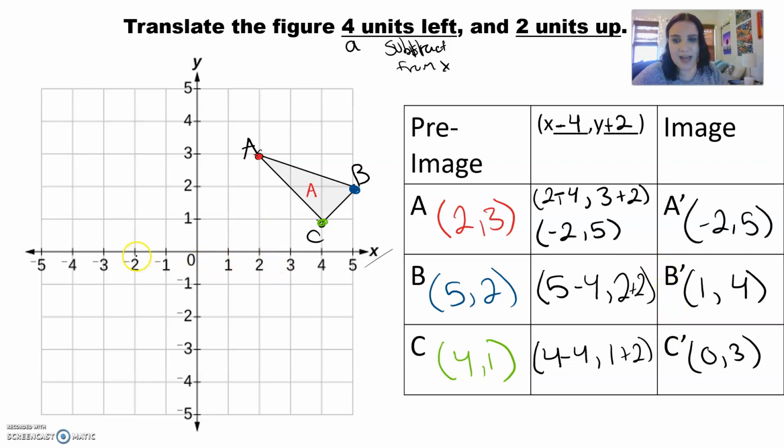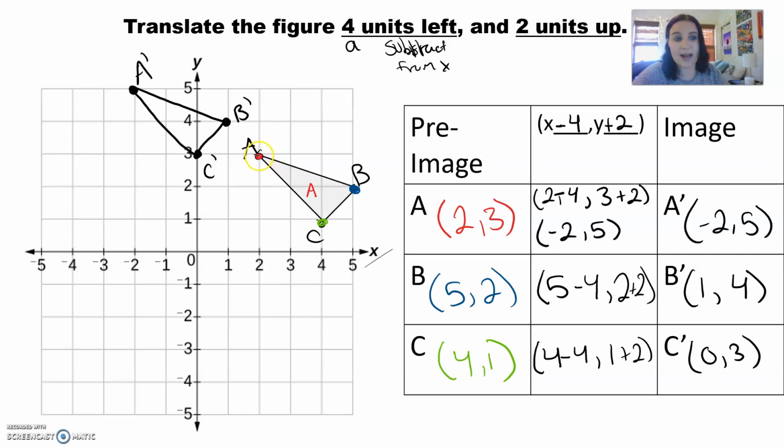A prime is negative 2, positive 5. That's A prime. B prime is 1, positive 4. B prime. And C prime is 0, 3. And then, of course, I can draw my lines and make a nice triangle. Let me verify this by making sure that my points move that way.